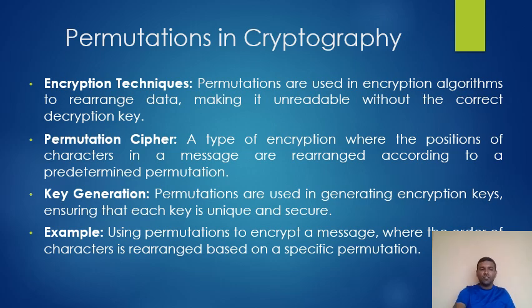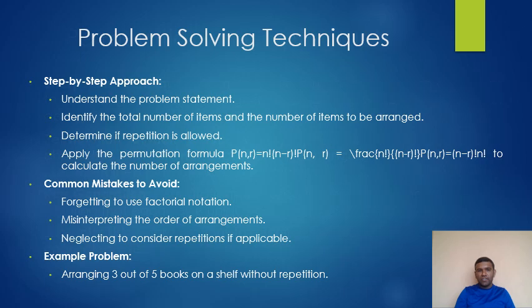Application of permutations in computer science. The next thing is problem-solving techniques. And what techniques can a problem be solved using permutation? First one, it's a step-by-step approach. You have to understand the problem statement, identify the total number of items and the number of items to be arranged, determine whether repetition is allowed in solving this problem. If not, you cannot use permutation. Apply the permutation formula to get to the final answer.